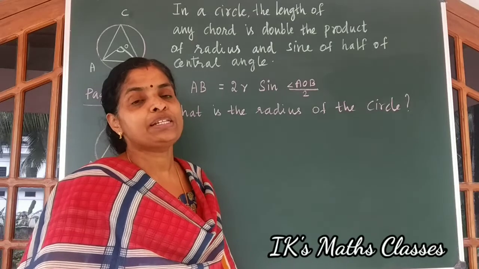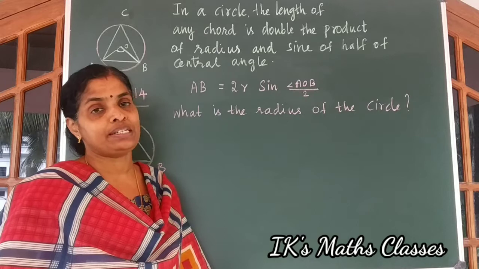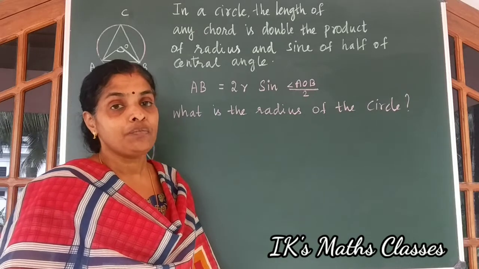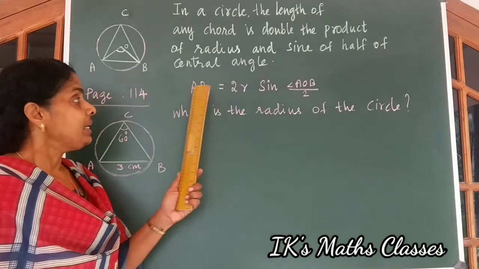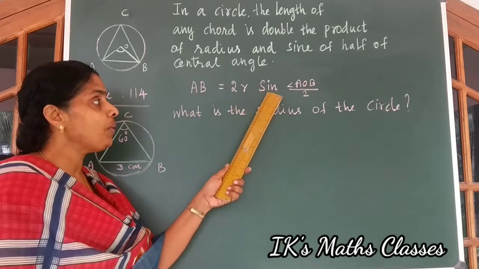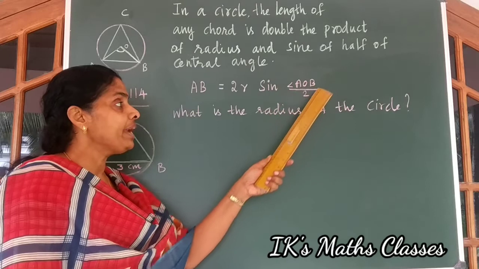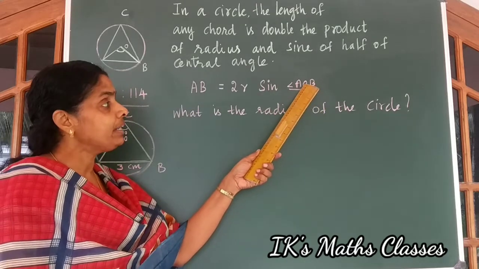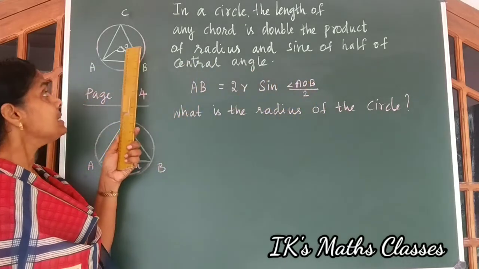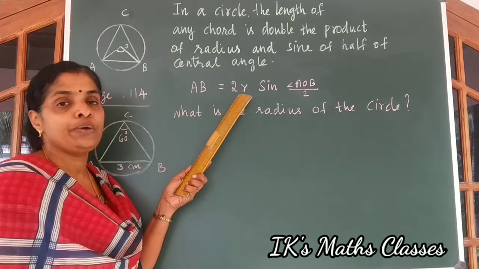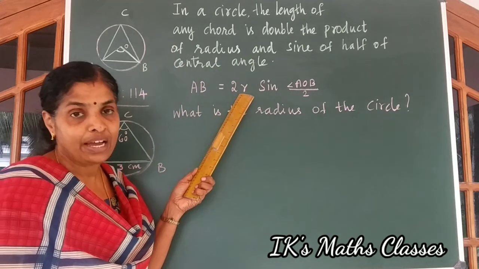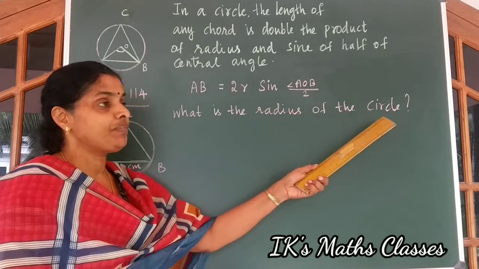Hi kids, welcome to the sixth part of trigonometry. In our previous class, we saw a formula to find the length of a chord: AB is equal to 2r sine angle AOB by 2, where angle AOB is the central angle, isn't it? Now, we are going to use this formula to find the radius of the circle.